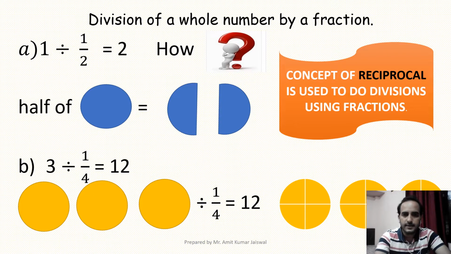Now part B is saying that 3 is getting divided by the proper fraction 1 upon 4 and the result is 12. So again you can understand it by the picture here. 3 yellow circles we have, and each got divided in 4 equal parts, and in total we have 12 parts here. So 3, a whole number, when you divide it by a proper fraction, that is 1 upon 4, the result is 12. And how is the result 12? That is 1/4 of each whole yellow circle, and we got 4 equal parts, and in total we have 12.